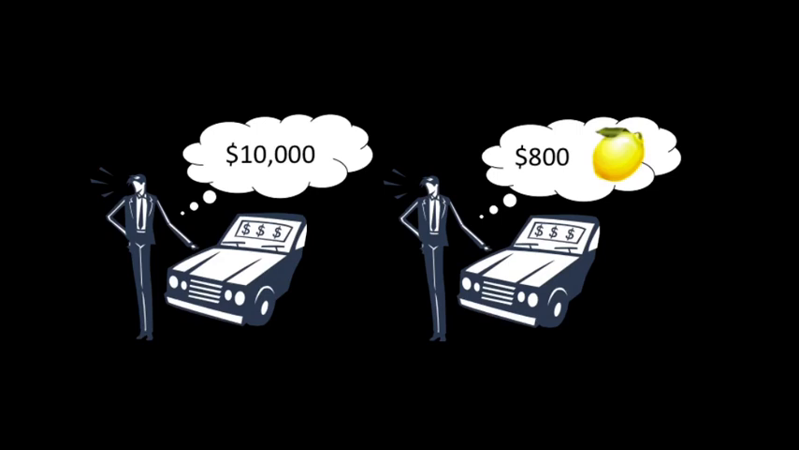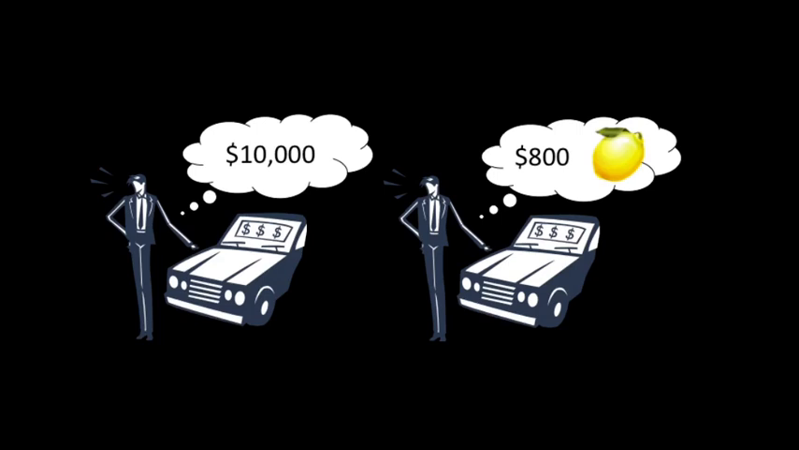They know how frequently they've changed the oil. They know all the subtle details about how well their car performs. And they probably know what the true value of their car is. So maybe the owner of the first car knows that his car is worth $10,000. Maybe the owner of the second car knows that his car is actually a lemon and it's only worth $800.